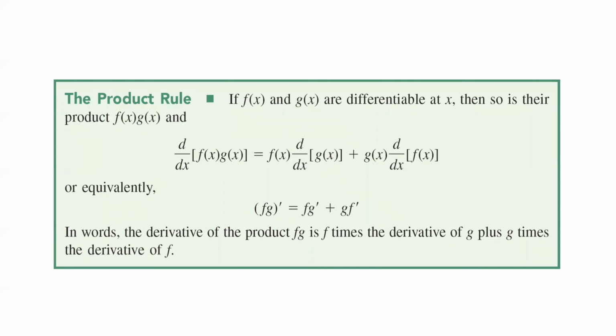If you think that was a mouthful, we can instead use some mnemonics. So we can use first the second plus second the first. Again, the derivative of the product fg is f times the derivative of g plus g times the derivative of f.